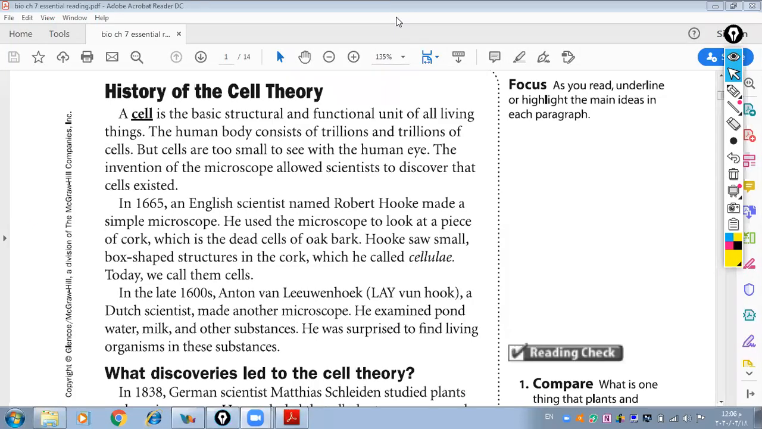Ahmad Bajaba. Yes, what's the meaning of a cell? A cell is the basic structure and functional unit of all living things. Excellent, excellent.